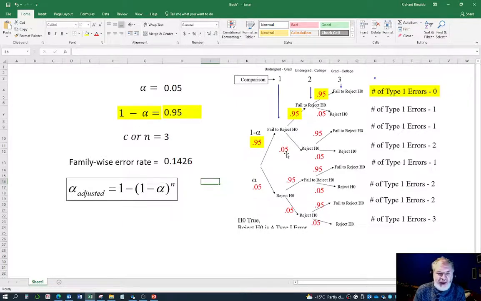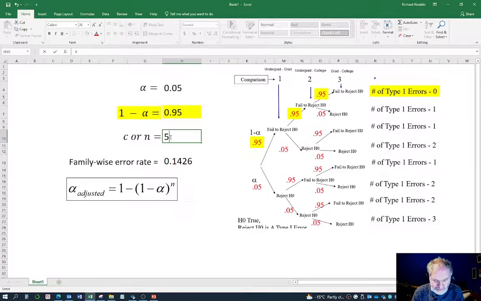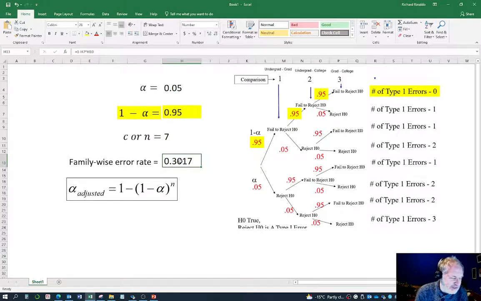Okay, that's not too bad for 3, but now if I up this to say 5, now it's up to 22%. So if I do 5 t-tests, almost 1 in 4 will lead to a rejection of the null hypothesis. If I do 6, I'm up to 26%. If I do 7 t-tests, there's a 30% chance that I'll reject the null hypothesis at least once.